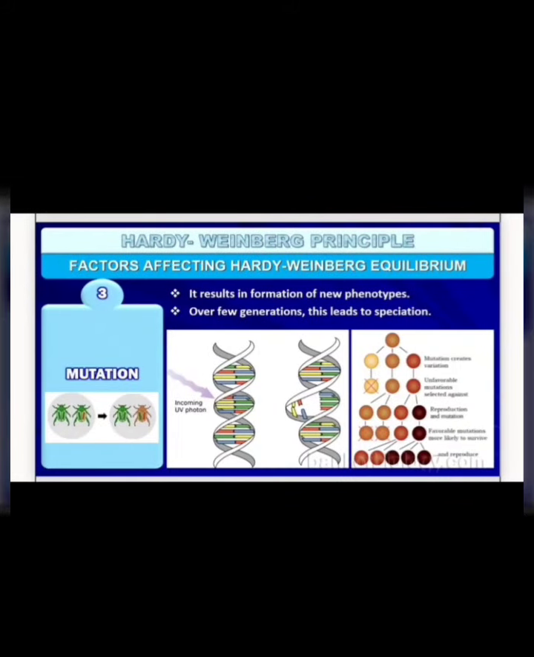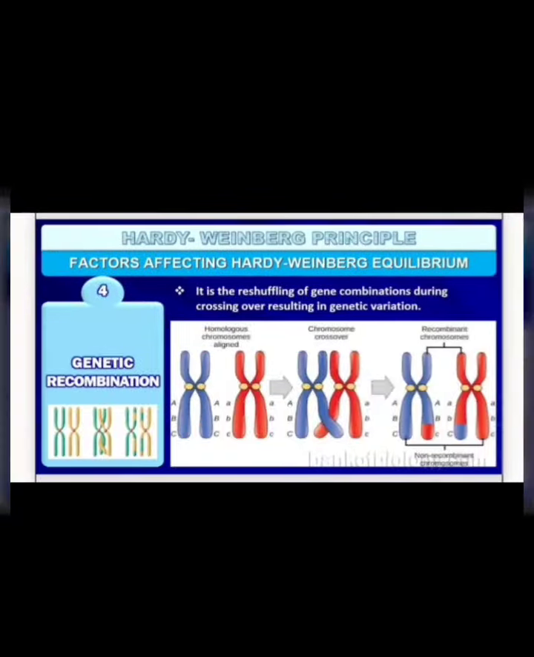So next comes mutation. As we have seen, mutation is very important for evolution. It also forms new phenotypes. Mutation will result in new forms, new phenotypes. Over a few generations, this also leads to speciation, different species formation. Different types, different morphology, different phenotypes can be formed due to mutation.